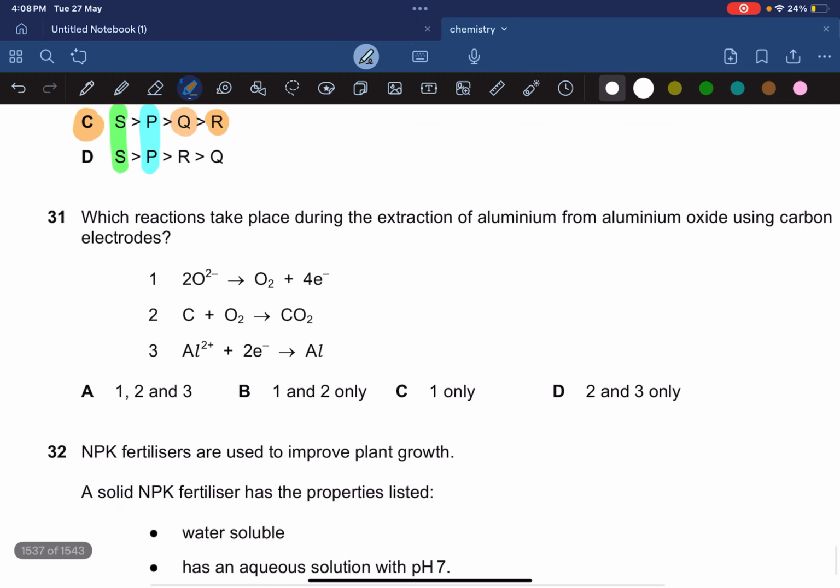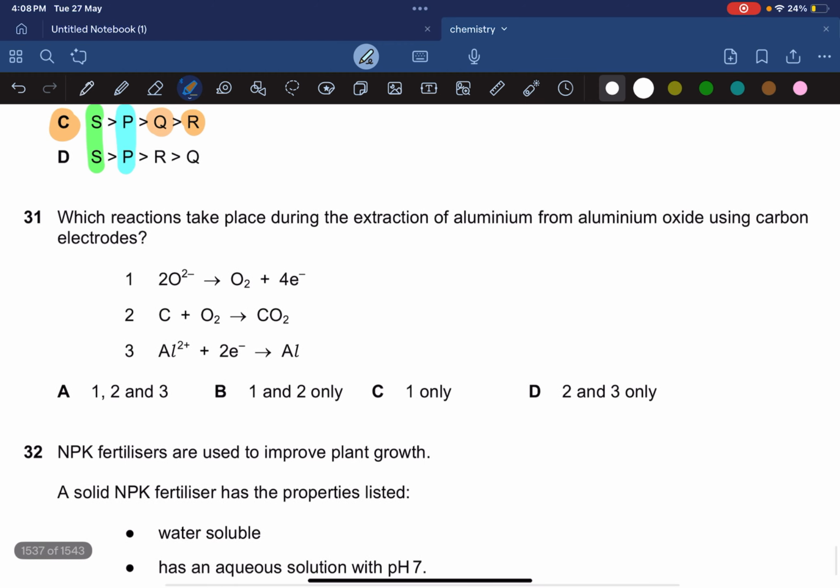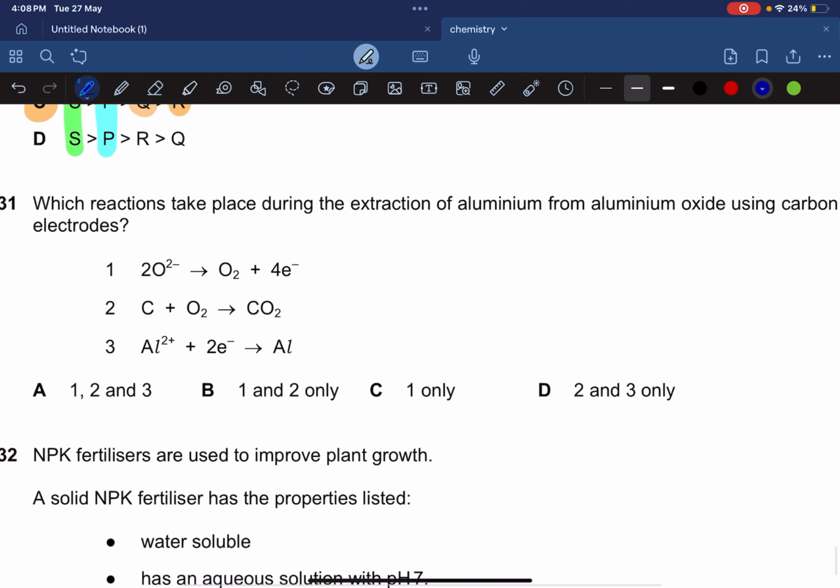Moving on, which reactions take place during the extraction of aluminum from aluminum oxide using carbon electrodes? Okay, first of all, the first mistake, just by looking at it, aluminum does not have a charge of 2+. Aluminum has an oxidation state of 3+. So let's cross this out. Second thing, is this correct? You have two oxide ions and you're forming oxygen and losing 4 electrons.